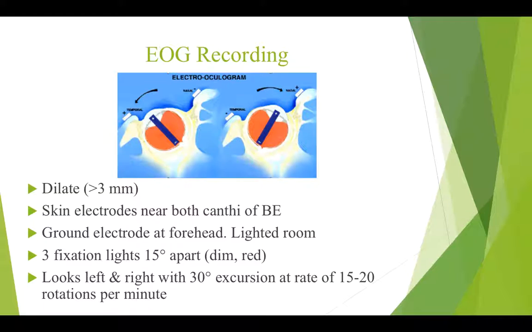This is the EOG recording. It requires skin electrodes near both canthi of the eyes, and a ground electrode at the forehead, in a lighted room. Then there are 3 fixation lights 15 degrees apart. The patient looks left and right with 30 degrees of rotation at a rate of 15 to 20 rotations per minute.